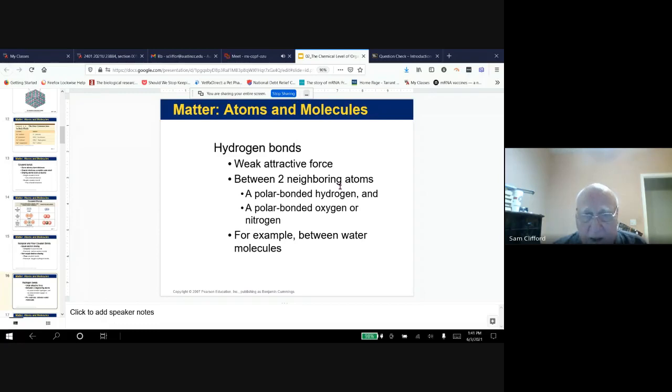Another type of bond is called hydrogen bonds. So between water molecules, hydrogen bonds are familiar and are the reason for water having a very high boiling point, a low freezing point. That water can flow up the vessels of plants from root to leaf.